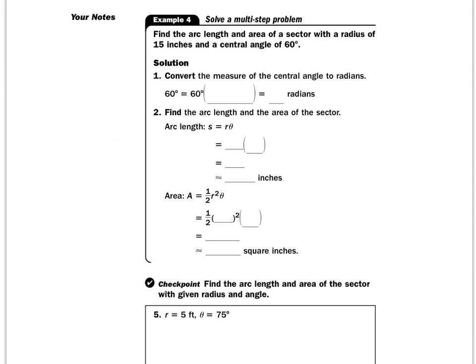Okay, so if I want to find the arc length and area of a sector with a radius of 15 inches and a central angle of 60, the first thing I have to do is take my central angle and turn it into radians. So I'm going to multiply it by pi over 180, and I'm going to get pi over 3 radians. So for the arc length, we're just taking the radius, 15 inches, and multiplying it by pi over 3. If I multiply, I get 5 pi.